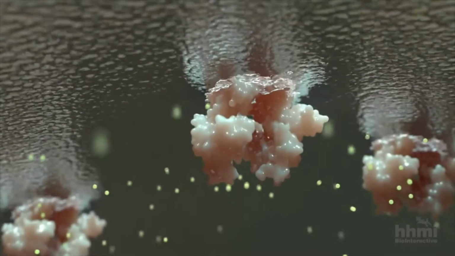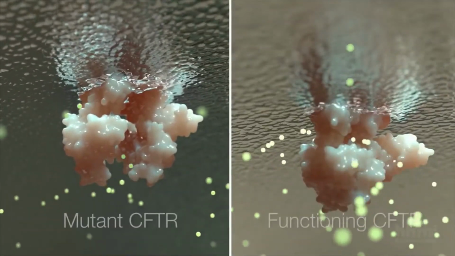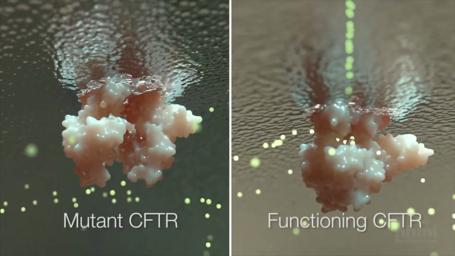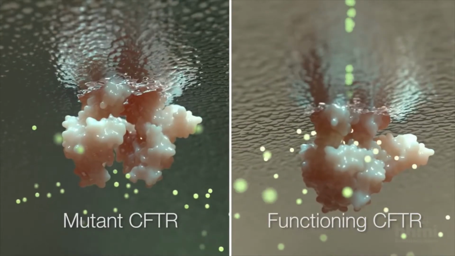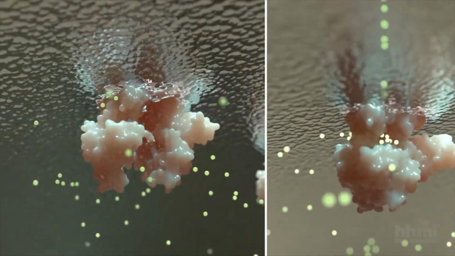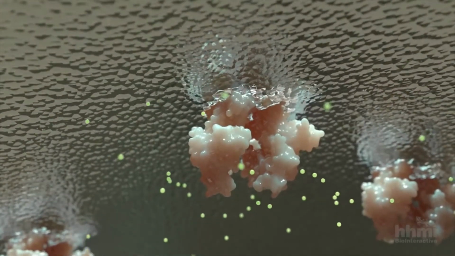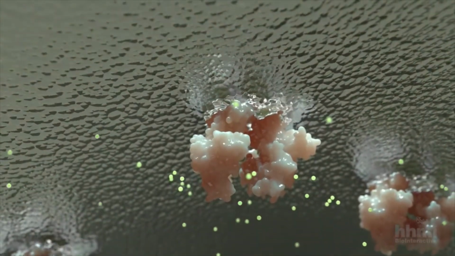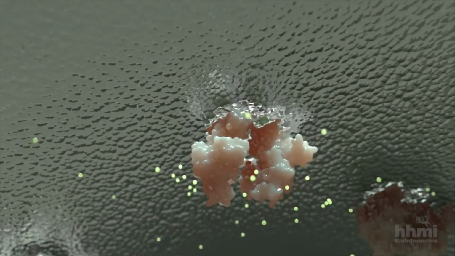In this case, CFTR is less able to transfer chloride ions out of the cell compared to the functioning protein in people without cystic fibrosis. The channel is, in effect, locked shut. This inability to transfer chloride ions has an effect on the outside of the cell.